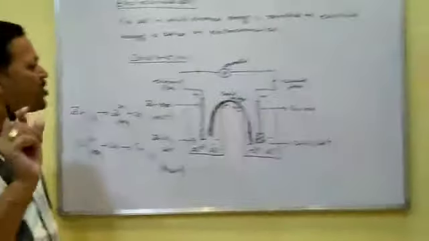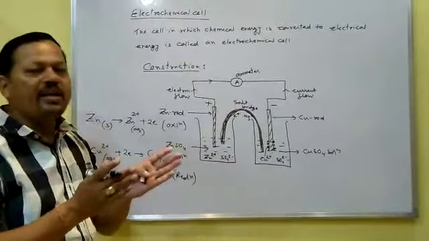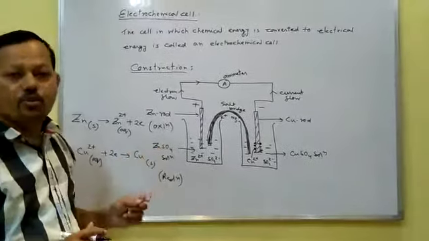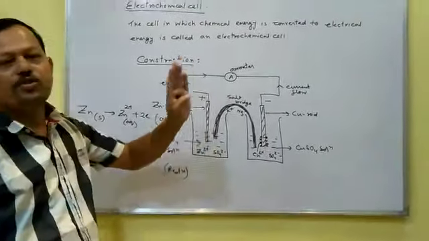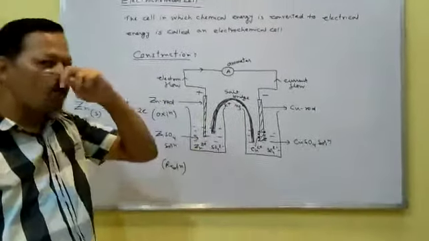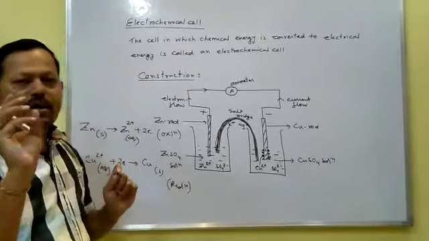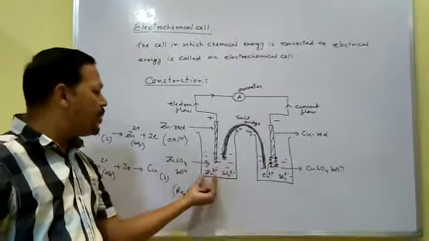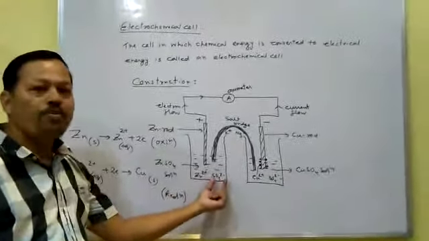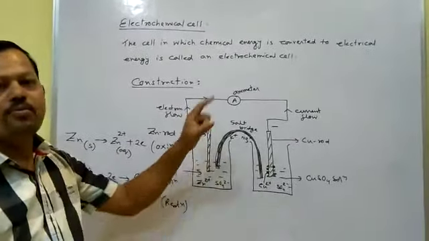So the main function of the salt bridge is that it maintains the electrical neutrality inside the solution. If you do not maintain the electrical neutrality, the flow of electrons will stop. You don't get the current for a long time. That is why, to get electricity, you have to maintain the electrical neutrality. I mean, the number of positive ions should be equal to the number of negative ions. Otherwise, the flow of electrons will stop.